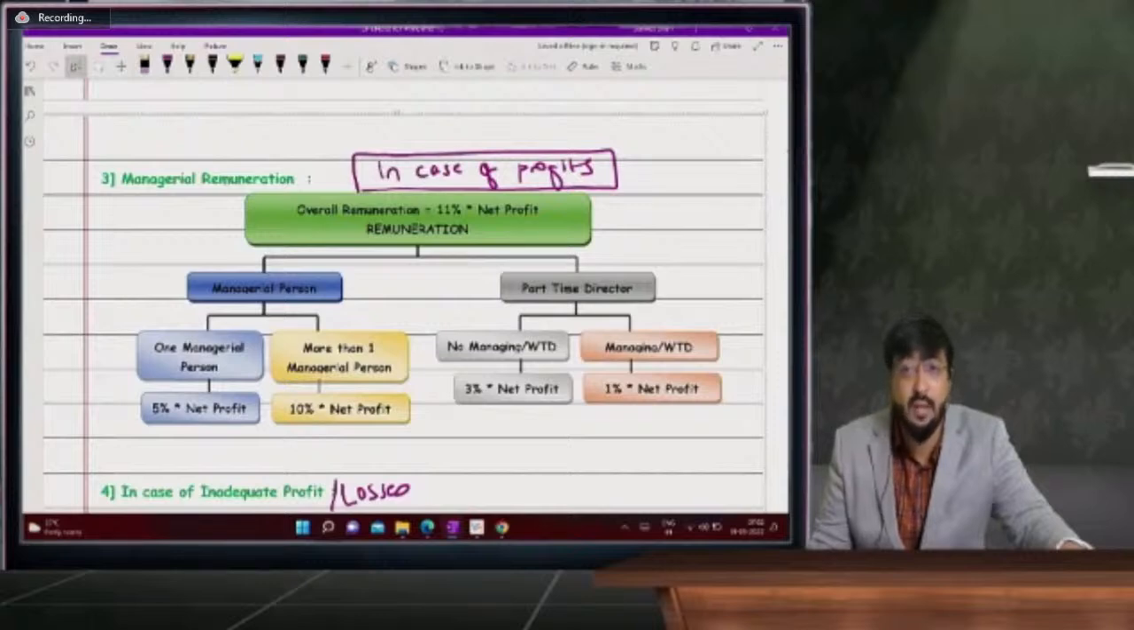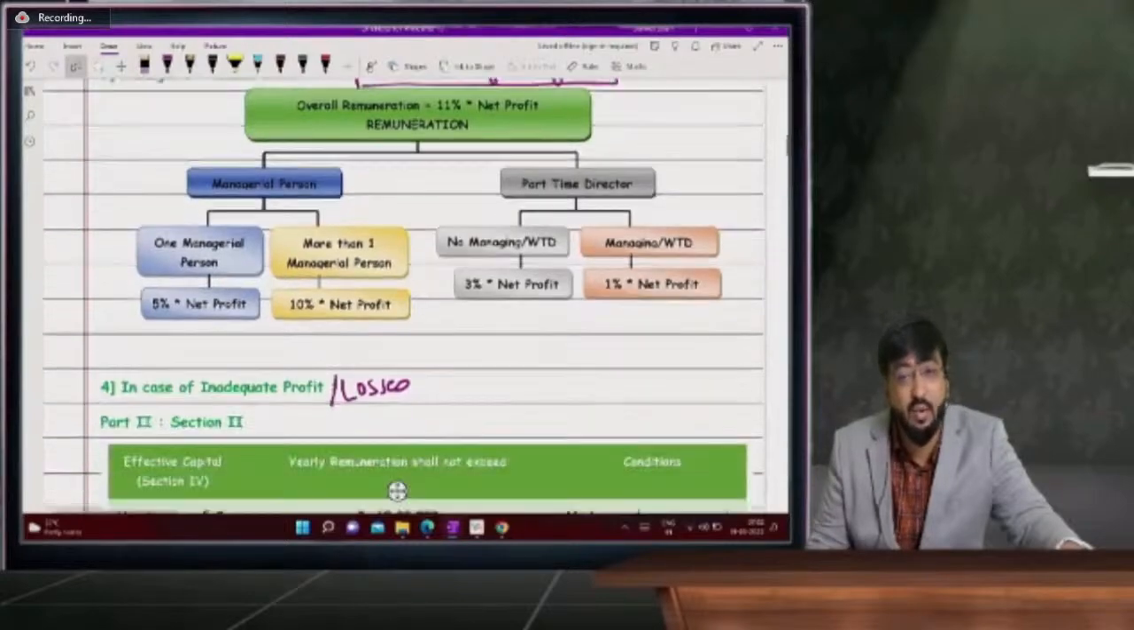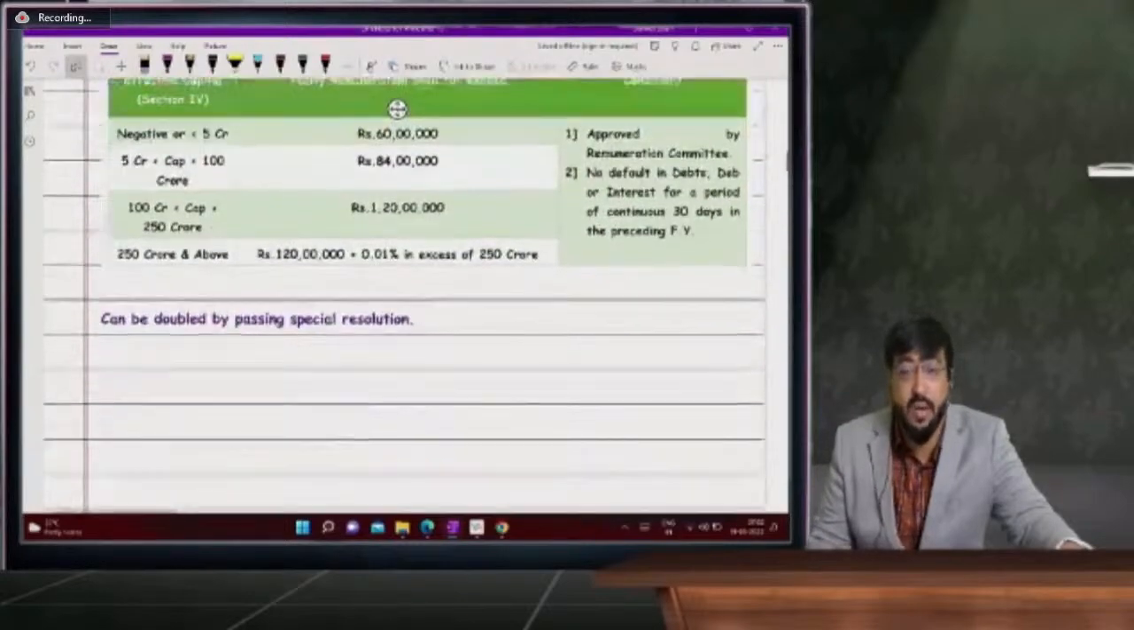Suppose there is no manager or whole-time director and there is only one part-time director, in that case he will get 3% of the net profit. And suppose there is a manager or whole-time director, then the part-time director will get only 1% of the profit. What is the calculation of profit?